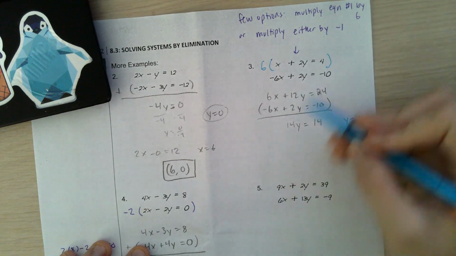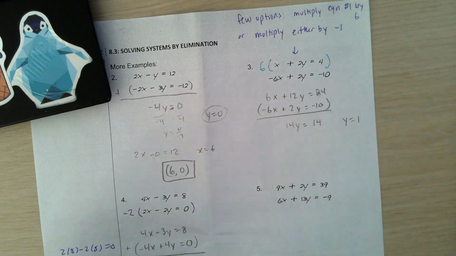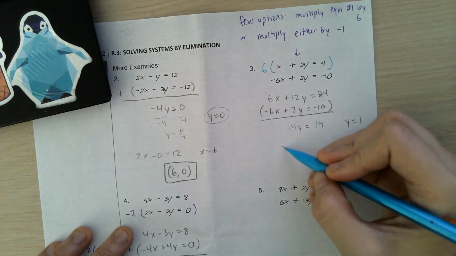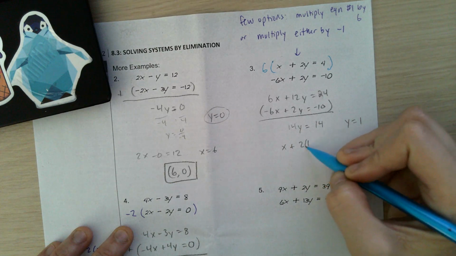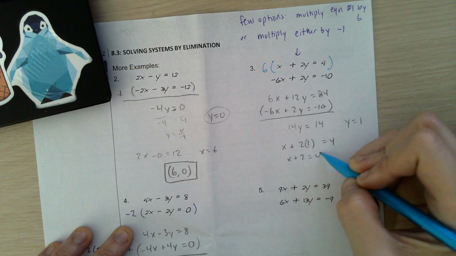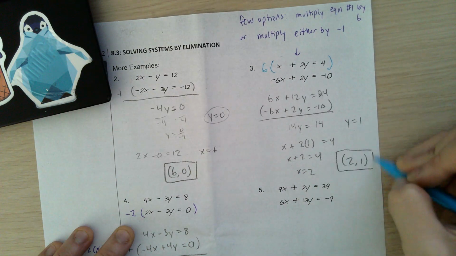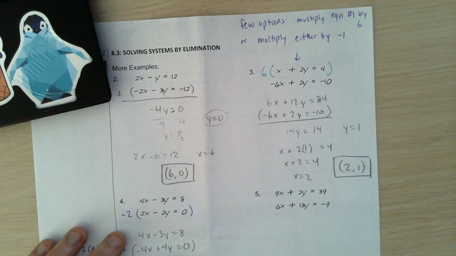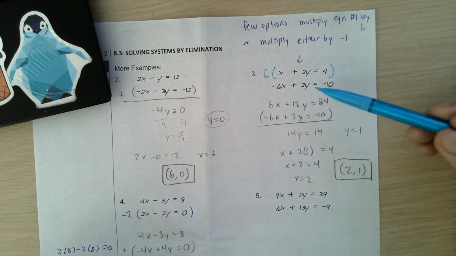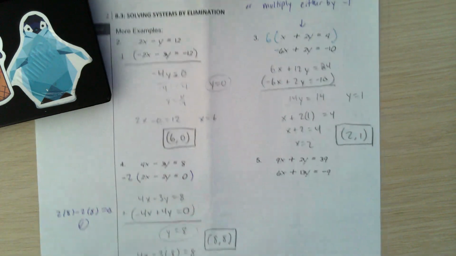I'm going to do this beginning one before I transformed it, because the numbers are smaller. It makes it easier. x plus 2 times 1 equals 4. So x plus 2 equals 4. x equals 2, so it's 2, 1. And if you had done the -1, you should have gotten the same answer. So either should work. It's just whatever makes your brain happier.